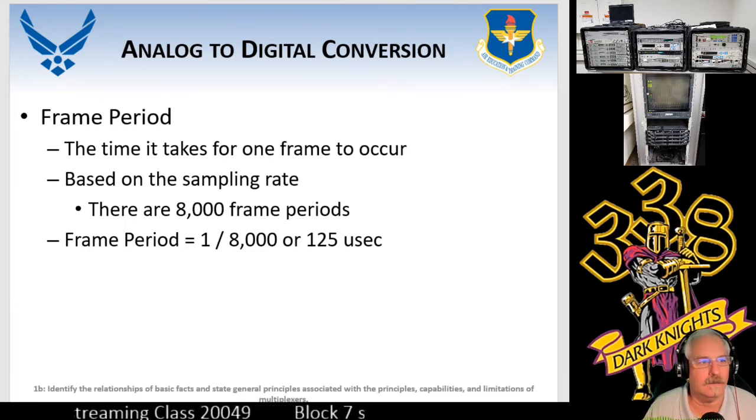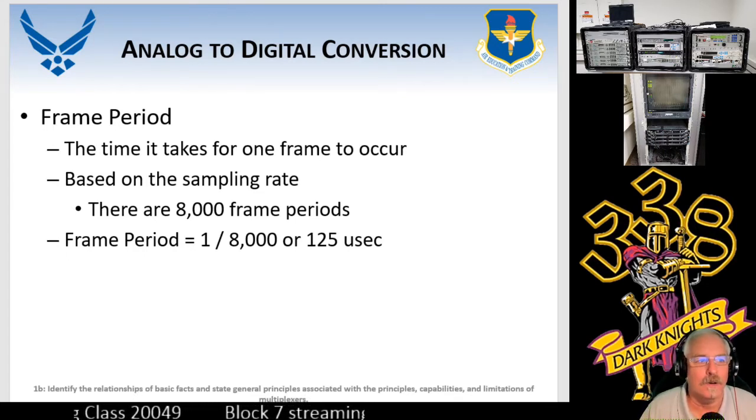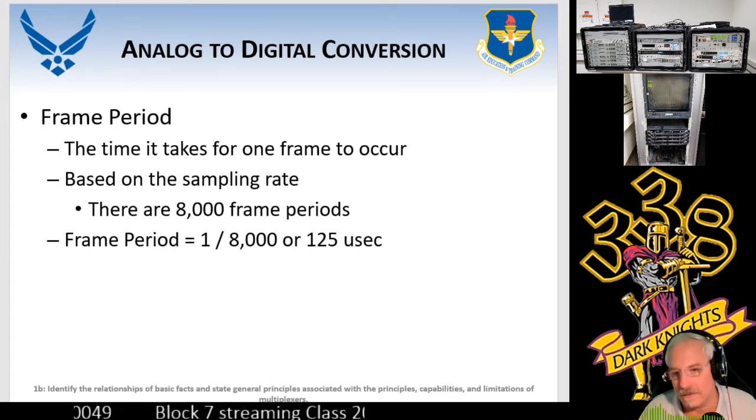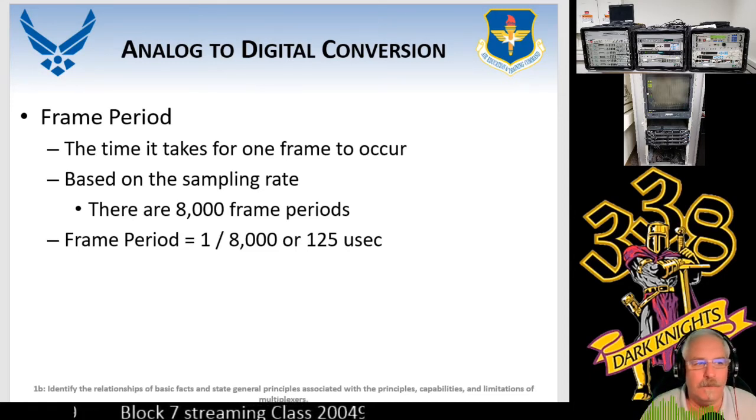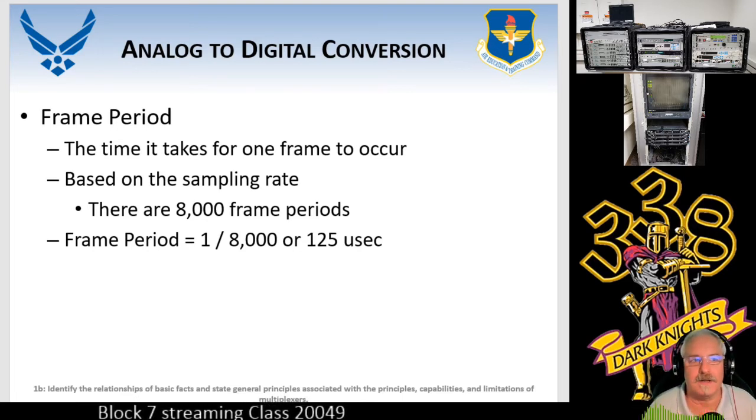Now, the way we get a mathematical equation of how long it takes, we get the 8,000 sampling and take the reciprocal of it, which is the 1 over. And what we end up with is a frame period. That's how long it took. In our case, when we divide 8,000 into 1, we're going to get 0.000125 seconds, or in our case, 125 microseconds. In other words, it took me this long, 125 microseconds, to have one frame.